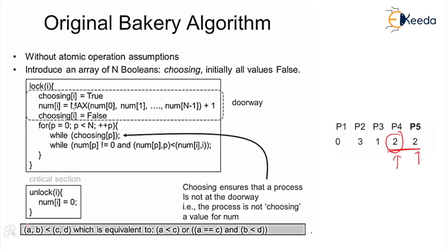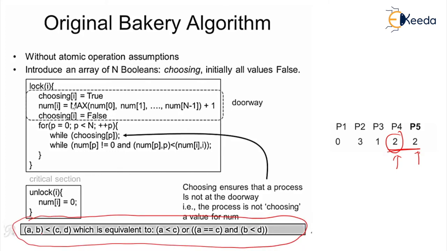So that is your bakery algorithm, and we have already seen the problem with the simplified one, and we have seen the remedy in case of a tie. So this is your original bakery algorithm, and this is the condition that we are checking. I hope that you understood this solution, the multiple processor critical section problem solution.